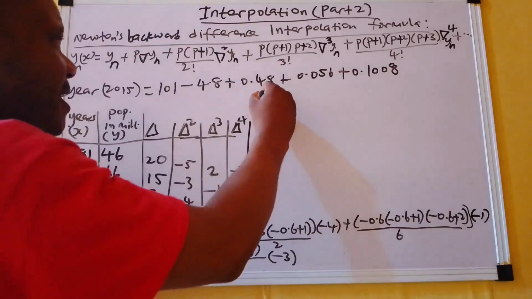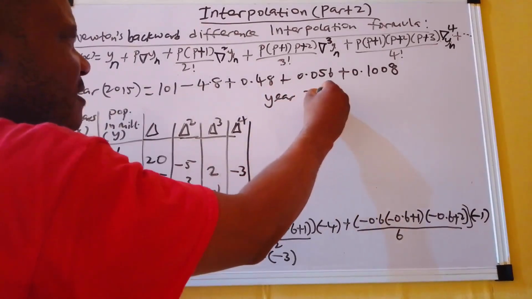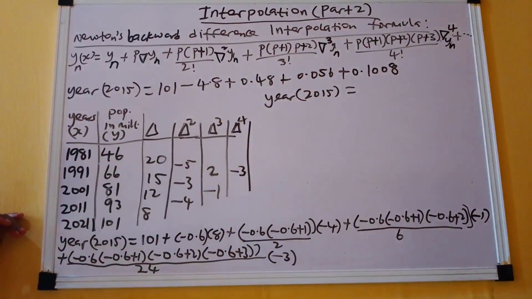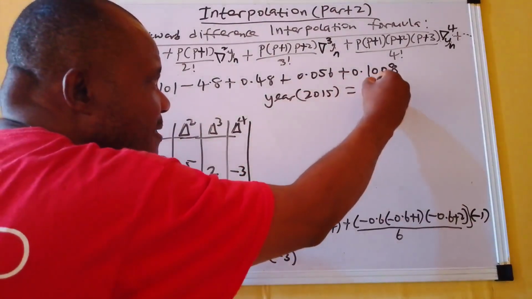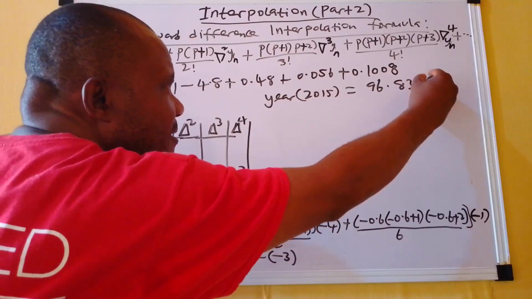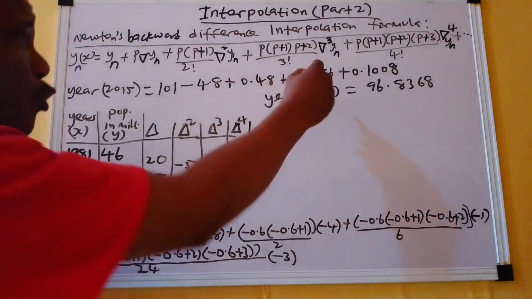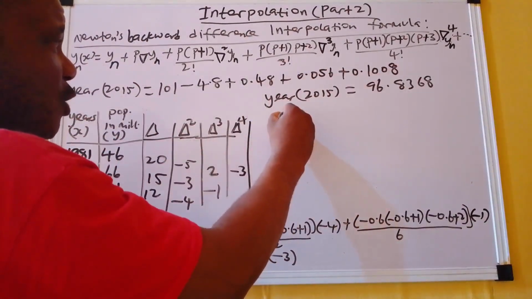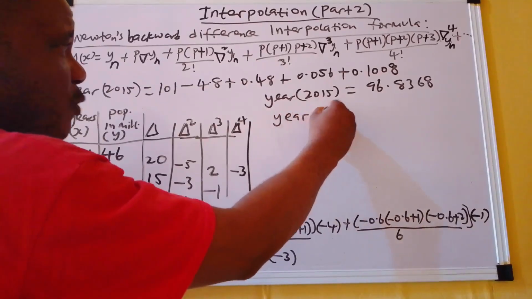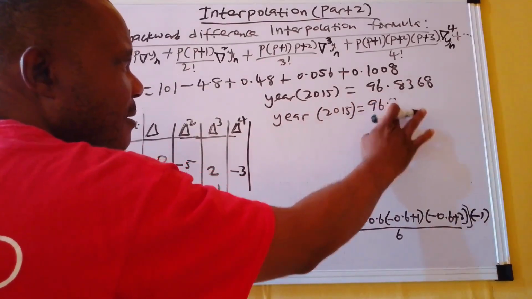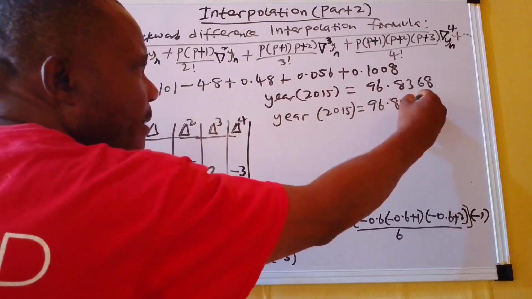So permit me to write here, year 2015 will now be equal to, carry out that addition, you are going to get 96.8368. So in two decimal places, the population for that country for year 2015 will be equal to 96.84 million.